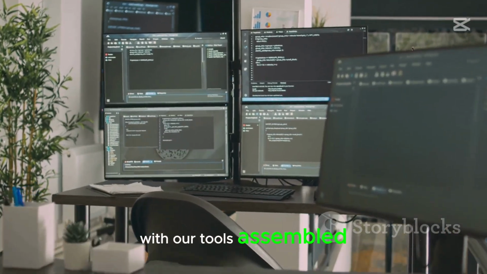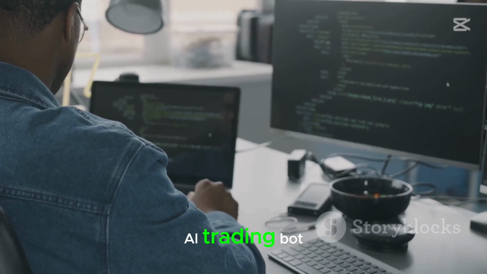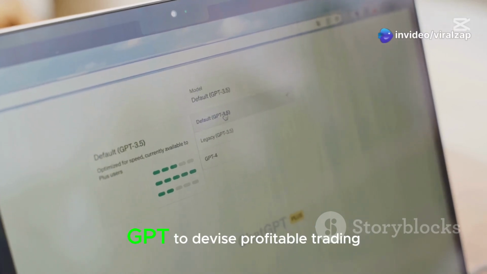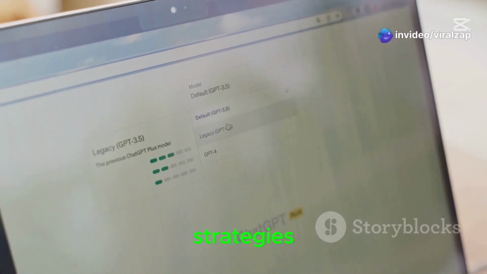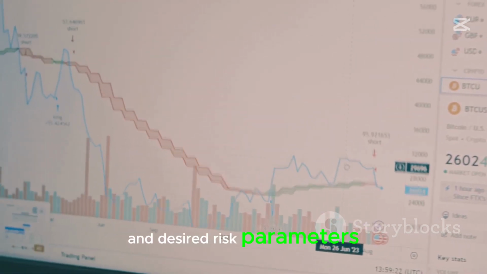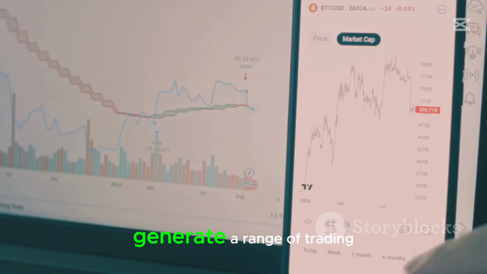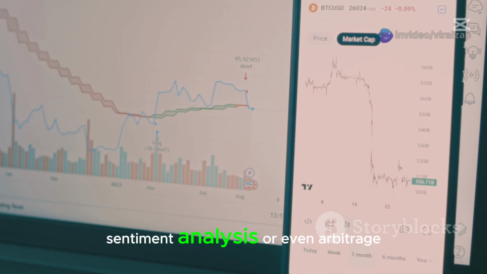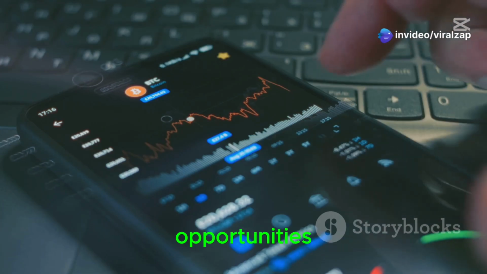With our tools assembled, we can begin constructing our AI trading bot. The first step involves leveraging the power of ChatGPT to devise profitable trading strategies. By feeding the model historical market data and desired risk parameters, we can prompt it to generate a range of trading strategies based on technical analysis, sentiment analysis, or even arbitrage opportunities.